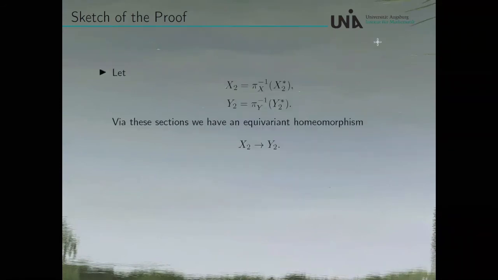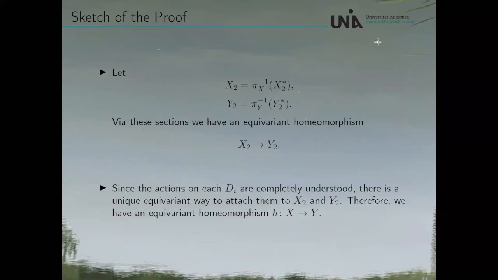Okay, we have constructed this section, and now we take the inverse image of x2 star. Remember, x2 star was the subset of x star where we took out the small neighborhoods around exceptional orbits. Now we take the inverse image under the projection map, for x and for y, those spaces that we had. From the cross-section theorem, we construct an equivariant homeomorphism.